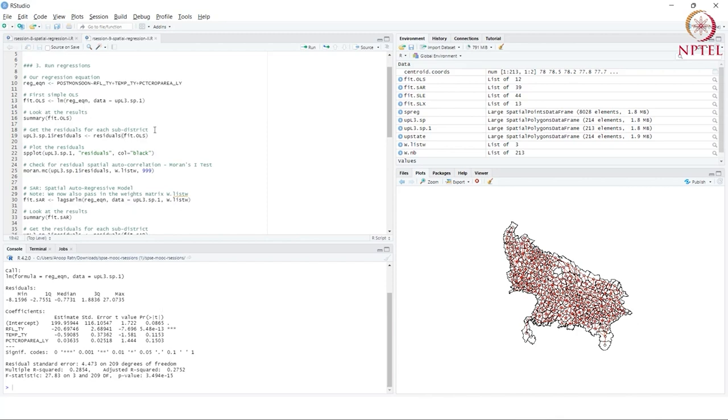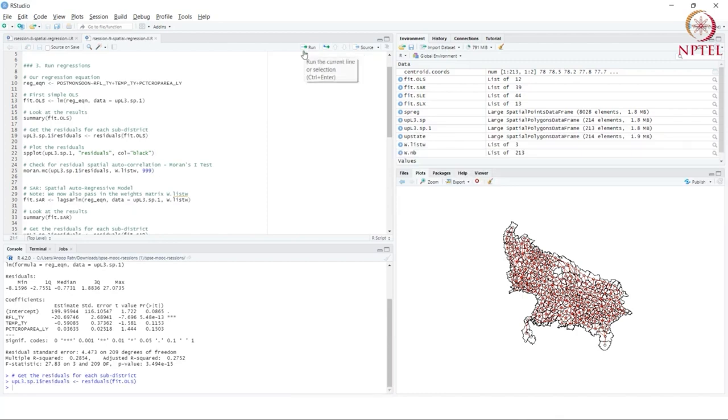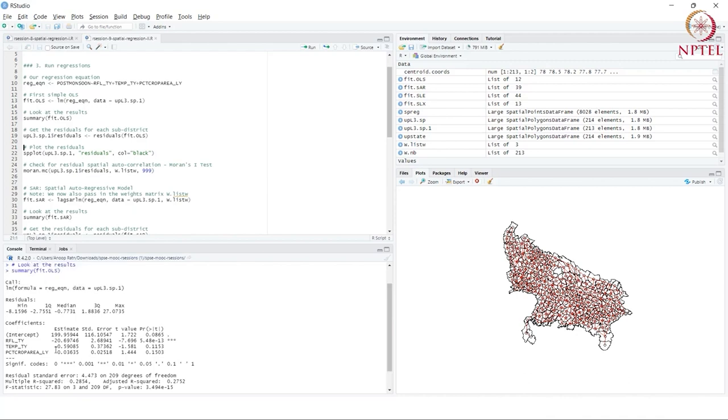All right, so now before we start running spatial regression models, we have to understand, are they even required? Do we even need spatial regression models? Maybe this ordinary least squares is good enough. One of many things that we can do is look at the residuals. From this ordinary least squares regression, we can pull out the residuals. So we will have a residual for every sub-district, right? Because we have 213 observations, which you can see from here.